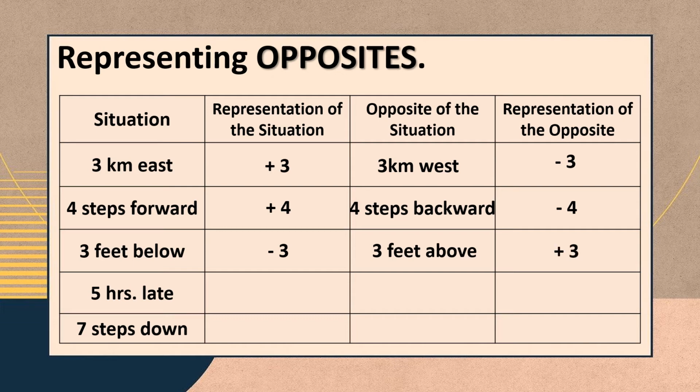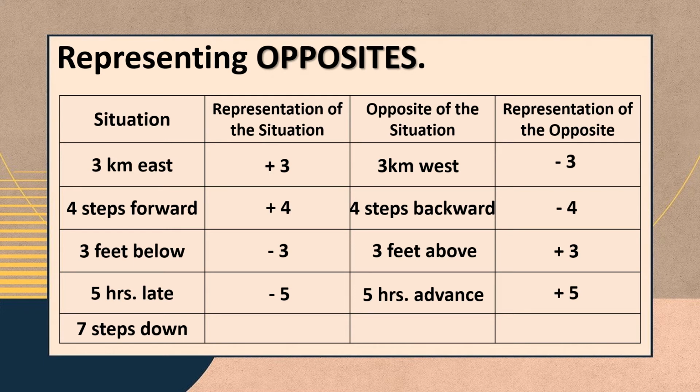Next, 5 hours late. From the situation, the word late is negative. Therefore, the representation is negative 5. The opposite is advance. So we have 5 hours advance. The representation is positive 5.